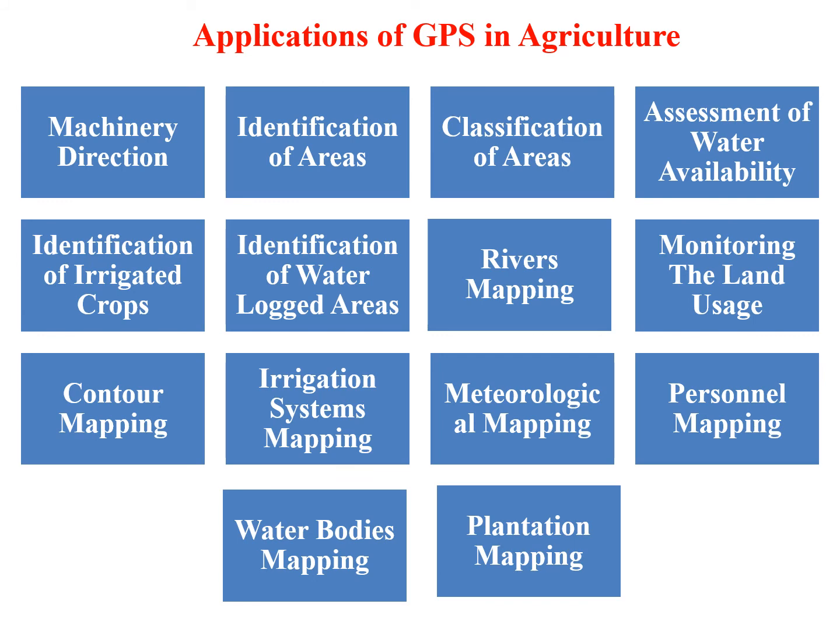Land usage in the locality. GPS can also be used to monitor the land usage within a given locality. It is easier to tell what area of the land has been put under cultivation and what part of the land has been left bare.